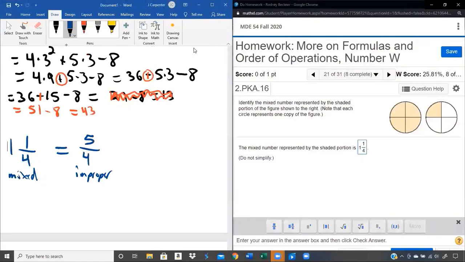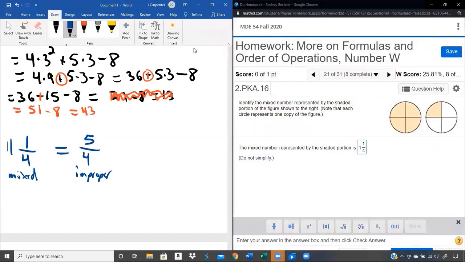An improper fraction is any fraction that is a whole or more. So a proper fraction is less than one whole. An improper is a whole or more. So even one whole, 4/4, would be improper. And it's not because it reduces, it's because it would be a whole or more. 2/4 would reduce, but it would be proper.